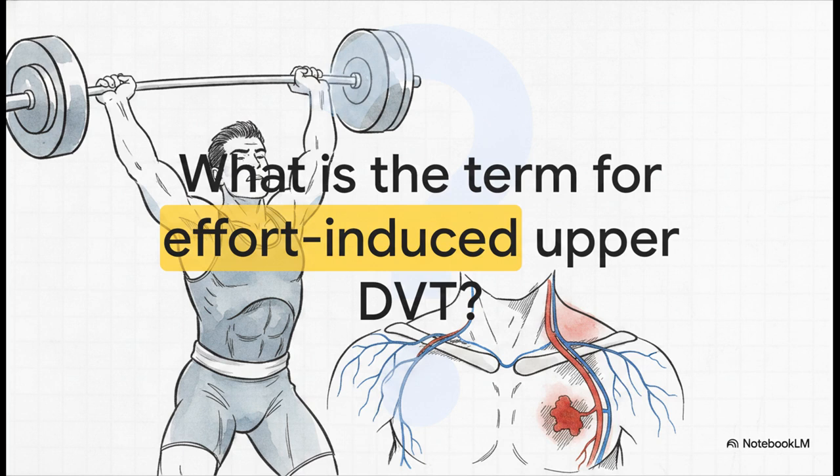Paget-Schroeder syndrome. Clinically, we call this effort thrombosis. It happens from repetitive mechanical compression of the subclavian vein right between the clavicle and the first rib. You'll classically see this in young, healthy athletes doing intense, repetitive overhead motions, like pitching or heavy weightlifting.